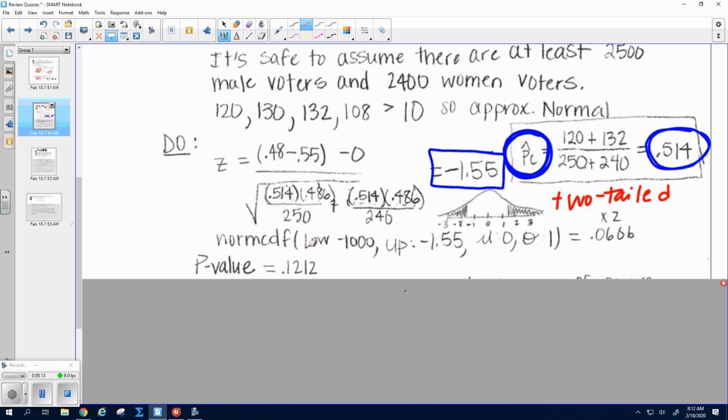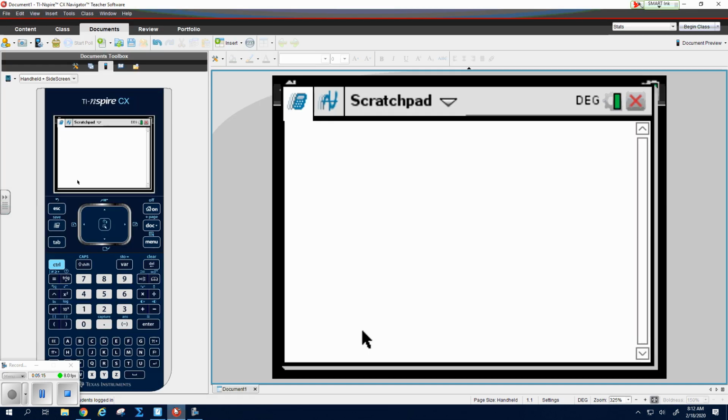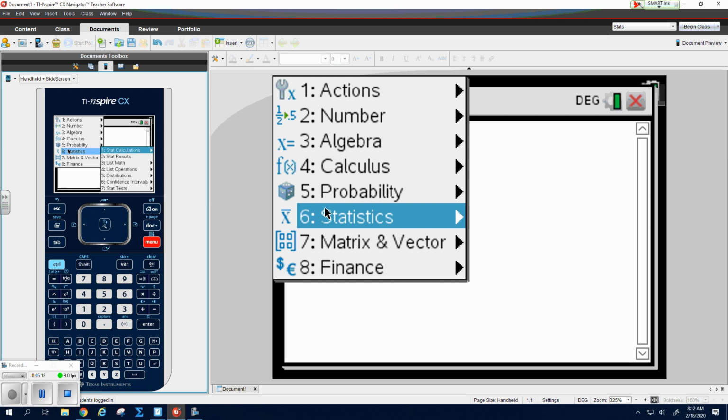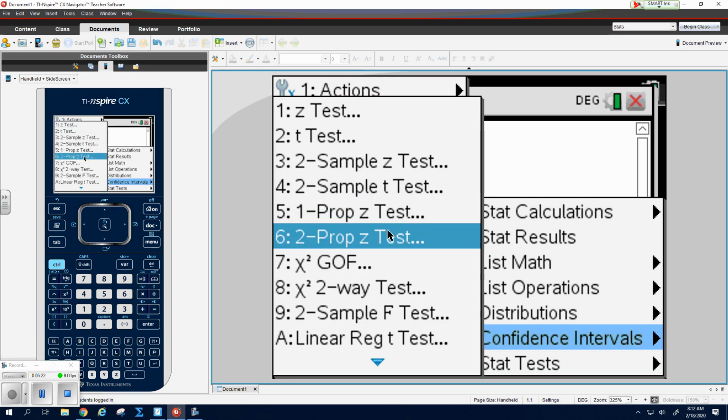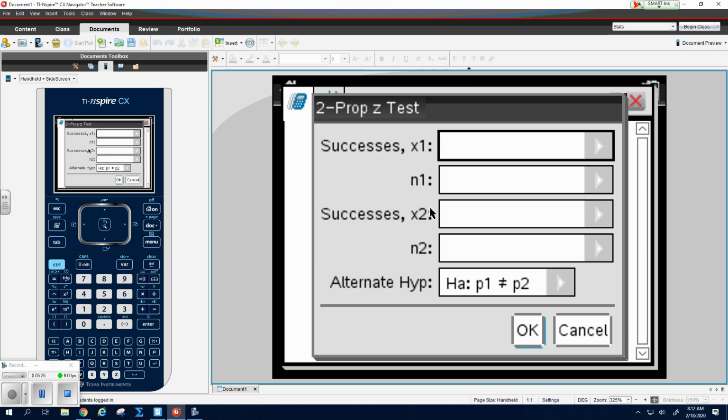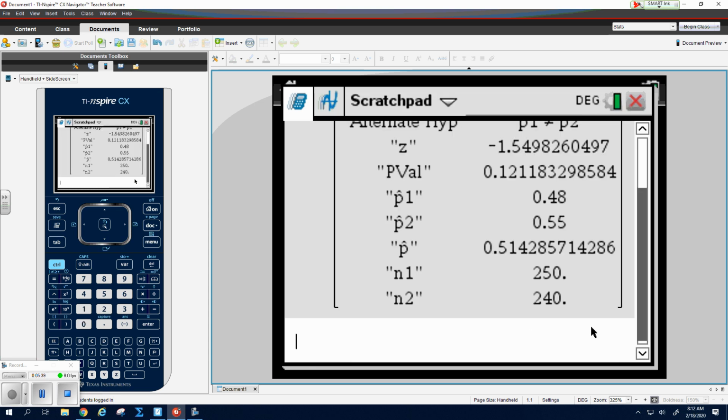Okay, you could definitely check this on the calculator, you guys. Just go to menu, statistics, stat tests. We are doing proportions. These two are for proportions. We're doing a 2 proportion Z test. And then you could plug in your males, 120 out of 250, and your females, 132 out of 240. We're just looking for, is there a difference? Okay, there's our Z, our P. They already have the P doubled, so if you use your calculator, don't double it.